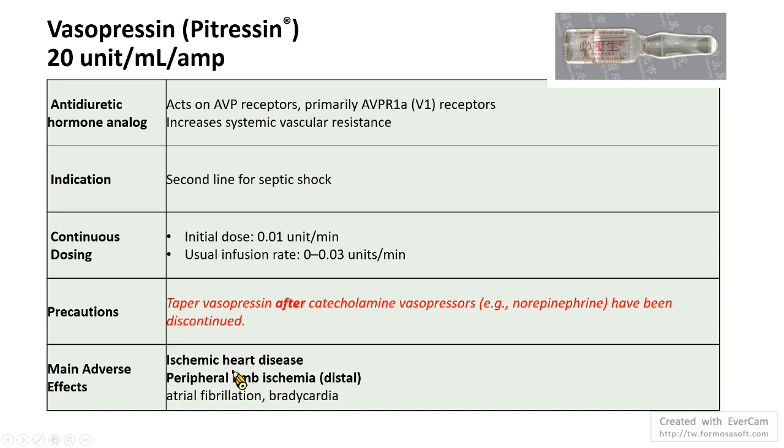And the main adverse effects of vasopressin: one should be cautious primarily with peripheral limb ischemia or visceral mesenteric ischemia events, and also with accumulation causing atrial fibrillation or bradycardia, which have all been reported.